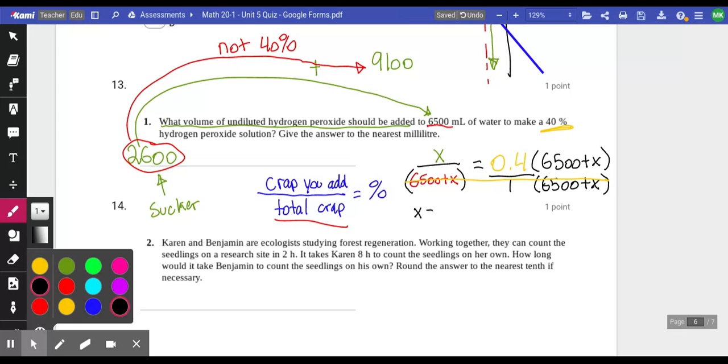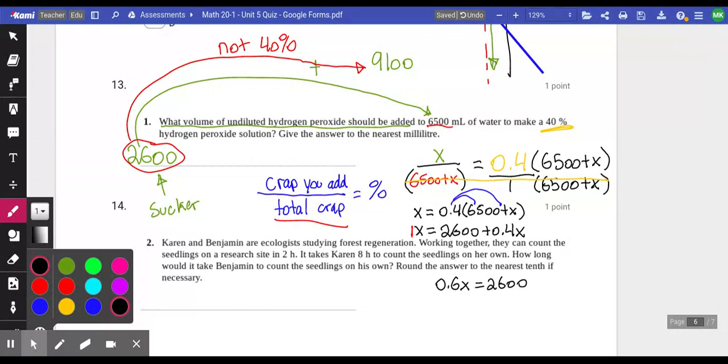And I now have X equals 0.4 times 6,500 plus X. To solve this, I'm going to multiply that 0.4 in. That gives me X equals 2,600 plus 0.4X. I need to subtract that 0.4X to the other side. So 1X minus 0.4X gives me 0.6X equals 2,600. Then I divide by 0.6 to get X equals 4,333.33. And that is not a sucker's answer. That's the right answer, 4,333. That's how much crap you need to add to get your 40%. You're probably going to see another question like that, mainly because I love my formula. That's why.